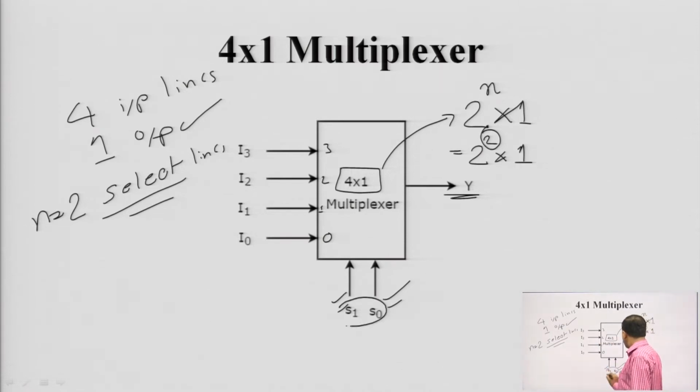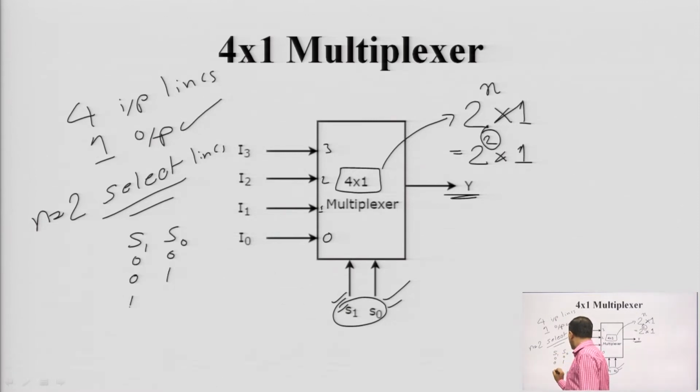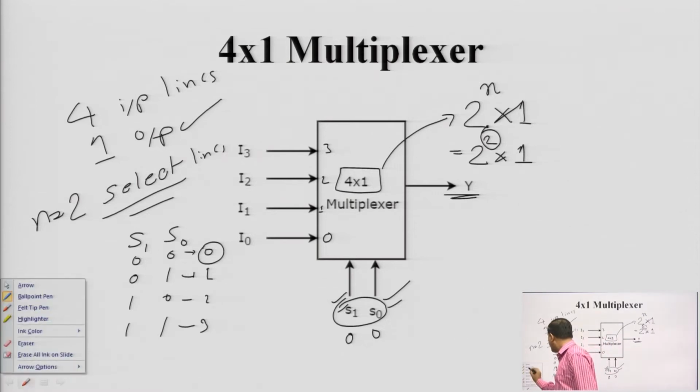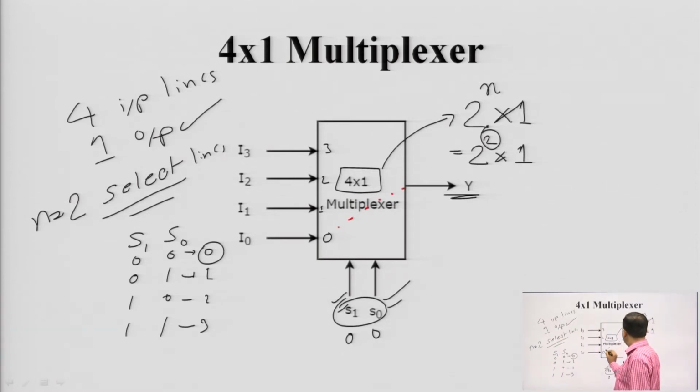See, this is S1 S0. We know that for 2 variables there are 4 combinations. S1 S0 can be written as 00, 01, 10, 11, 4 combinations. In decimal this is 0, this is 1, this is 2 and this is 3. Okay. So, if we put S1 S0 at 00, which is nothing but decimal 0, then the output will be connected to this I0 input. Okay.